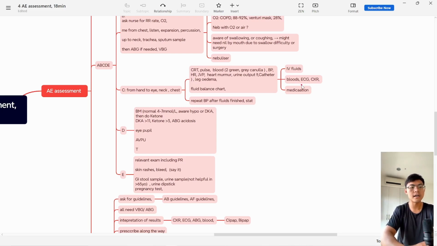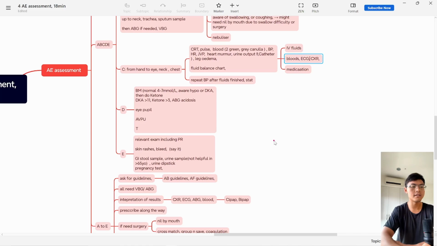You can ask for bloods. ECG, usually you ask for it when the heart rate is fast or slow. So if the heart rate is more than 100, 120, I think, you ask for ECG already. And chest X-ray, medication, prescribe it.